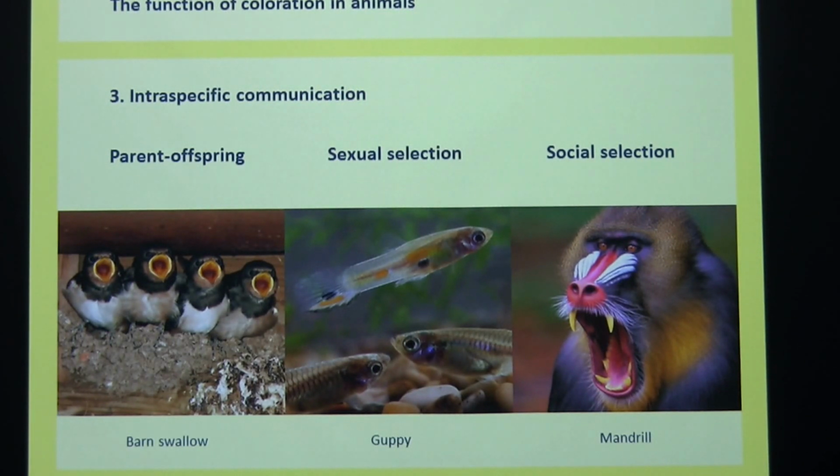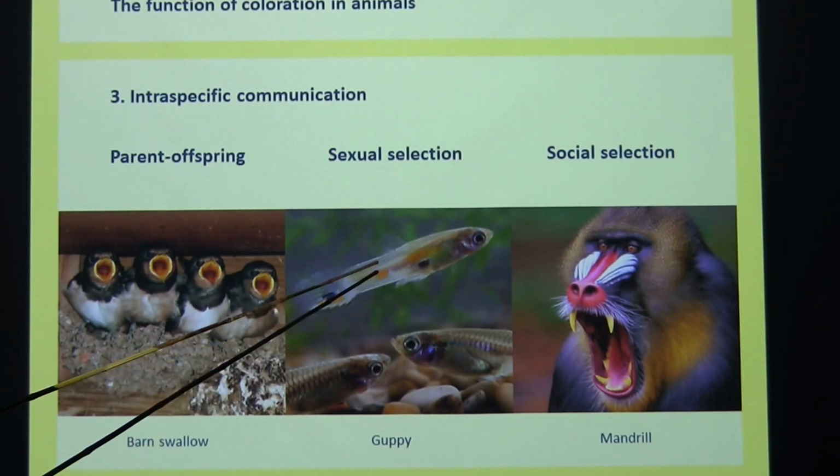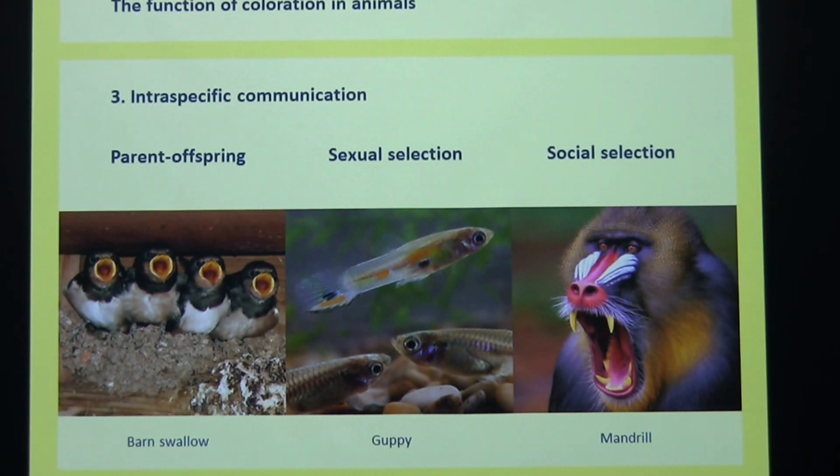Coloration can be important in intraspecific communication in many different contexts, for example, parent-offspring communication, sexual selection, or the more general social selection. Here I show some examples. Mouth coloration in barn swallow nestlings is used by parents to allocate food. And orange spots make male guppies more sexually attractive to females. And blue and red colors in male mandrills indicate dominance, both in sexual and non-sexual interactions.